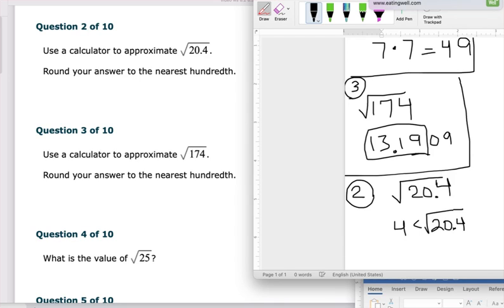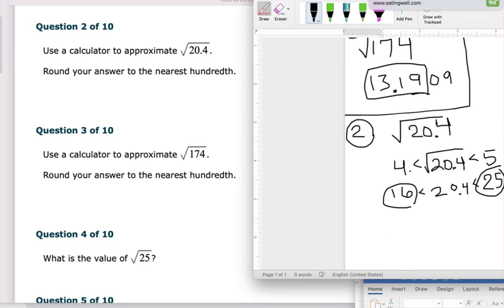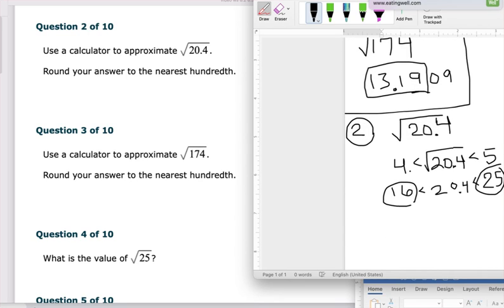Now, how do I know that? I know that because if I squared 4, I would get 16. If I squared the square root of 20.4, I'd get 20.4, because you square the square root and you get what is underneath it. And then I square the 5 and I would get 25. And 20.4 is in between 16 and 25. So I know that this answer that I'm about to get from the calculator is going to be between 4 and 5. So I'm going to show you on the calculator. I'm going to go ahead and do that work now that I have approximated that.